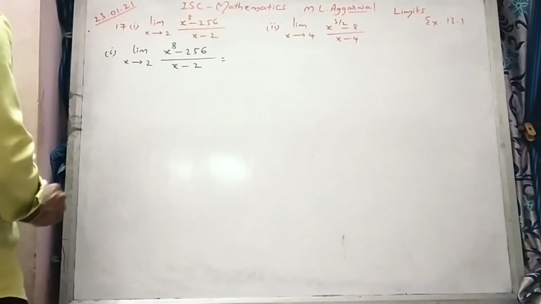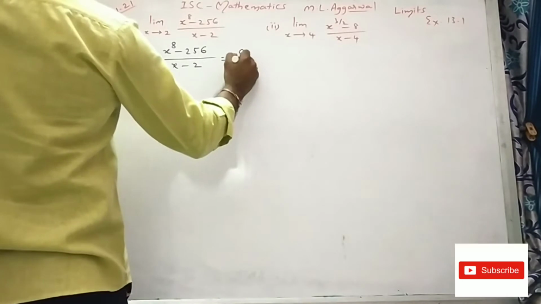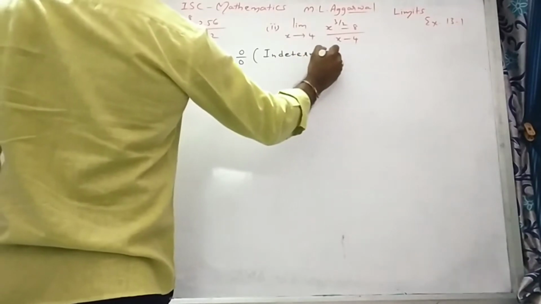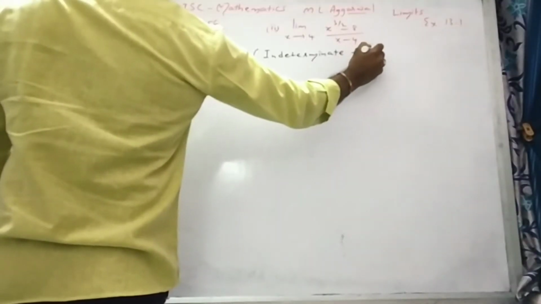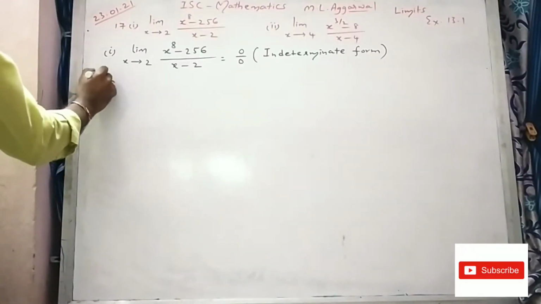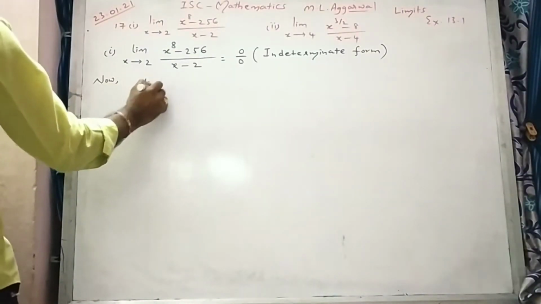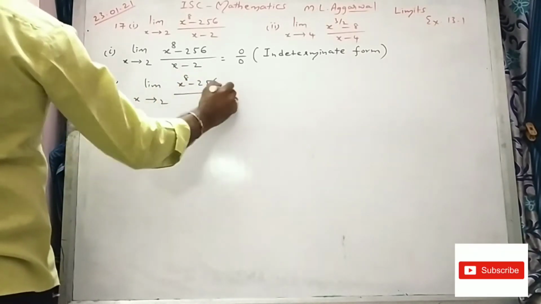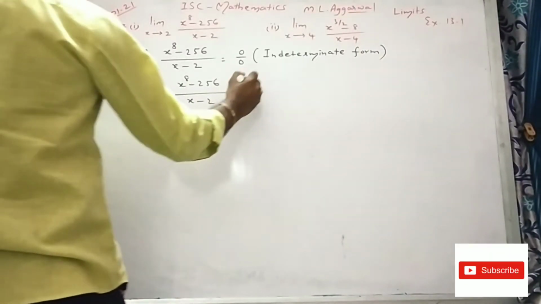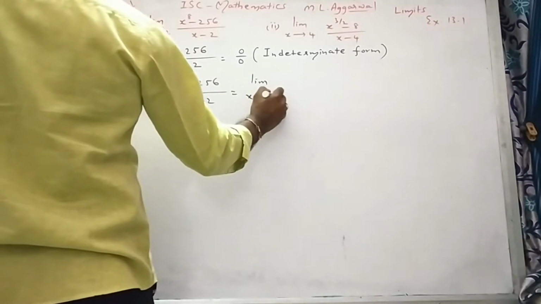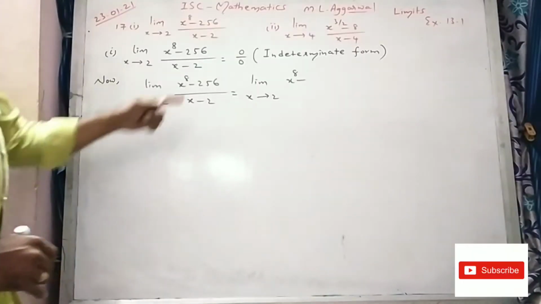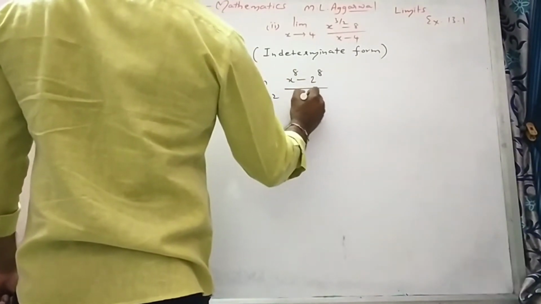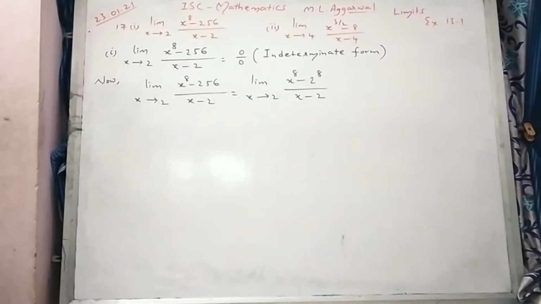As usual, if you substitute the limit, we will get 0 by 0. This is called indeterminate form. So for this, I am going to solve it by using one standard formula. Already I told you that formula. Look at this formula here. x power 8 minus, how can we express this 256? 2 power 8 upon x minus 2. Can we write like that?